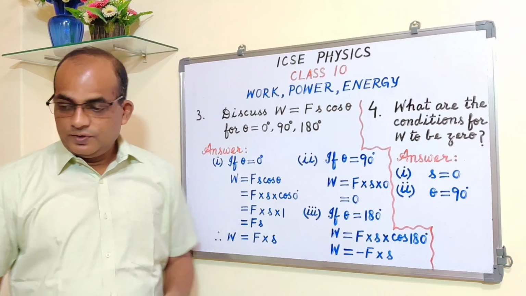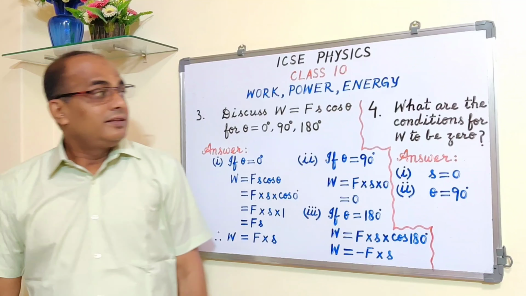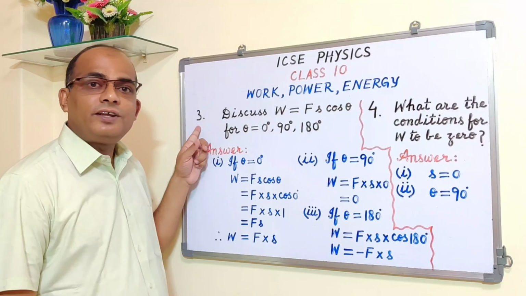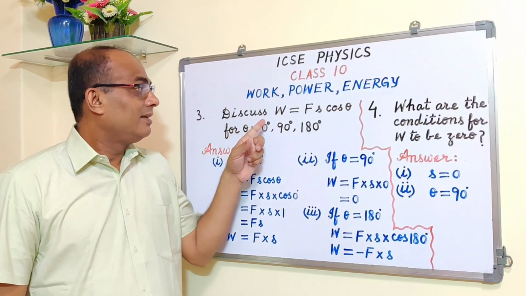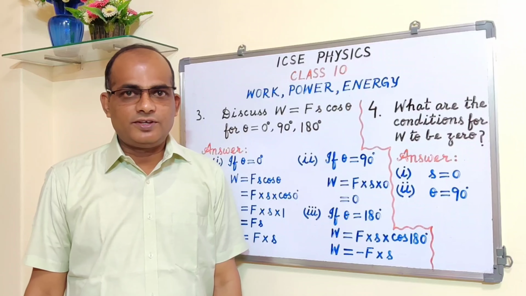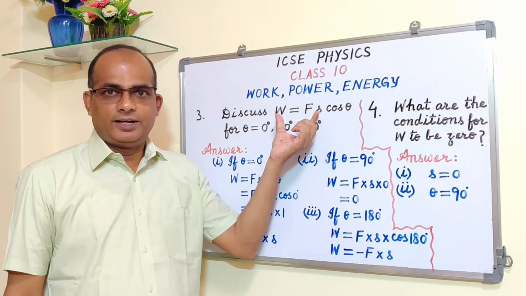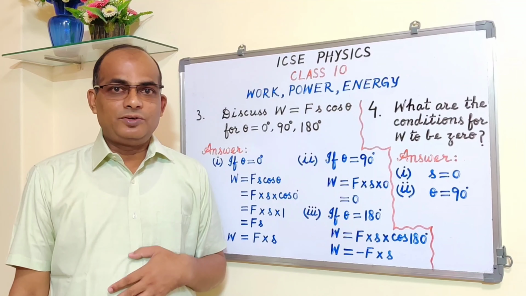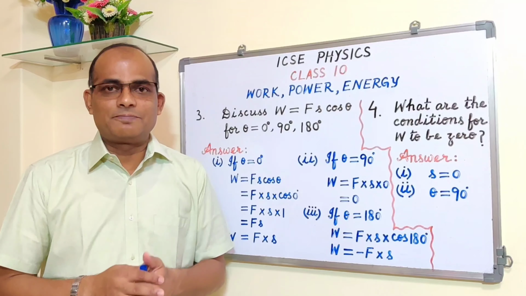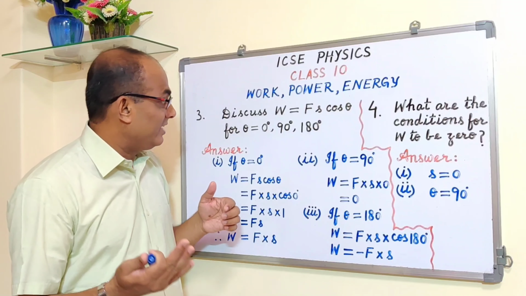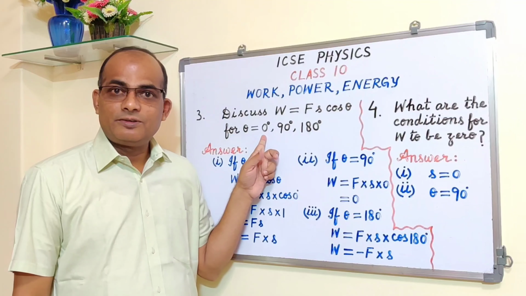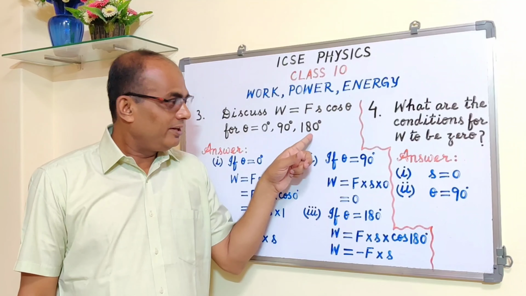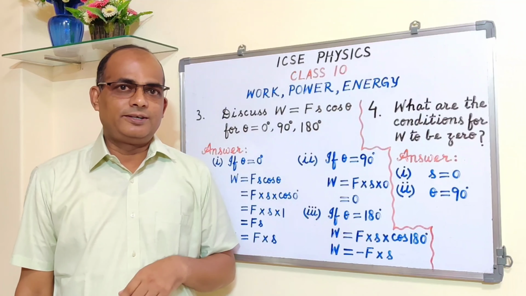Okay, so in that continuation, in part 2, the third question is, discuss W is equal to Fs cos theta. Formula we have already derived in part 1. Now today we are going to discuss W is equal to Fs cos theta, special cases. For example, when theta is equal to 0, what happens? When theta is equal to 90 degrees, when theta is equal to 180 degrees, a very interesting case.